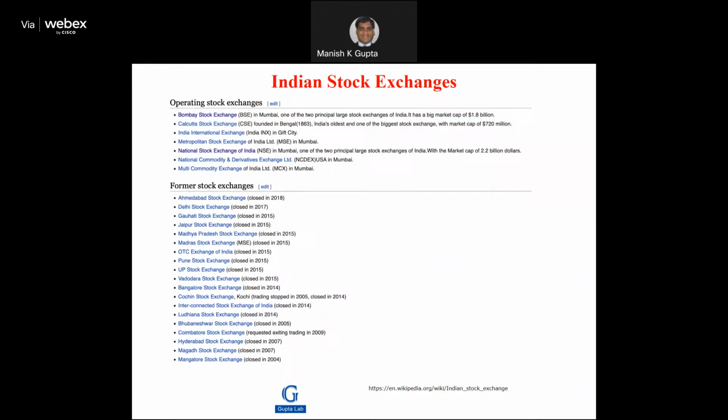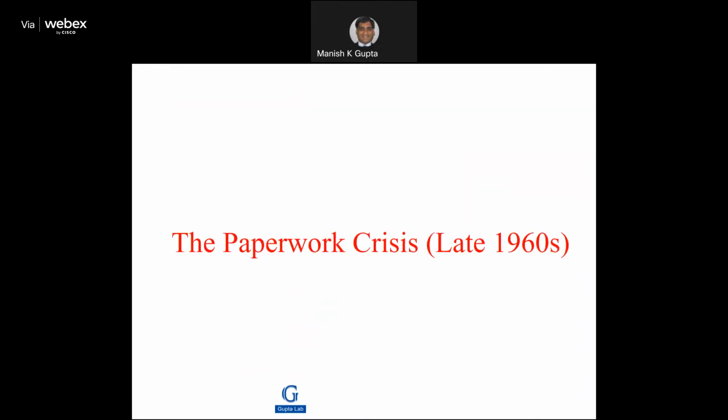By the way, this is the list of different stock exchanges. You can see that some of them are closed, right, in India. So there was a paperwork crisis in the late 1960s. This is something very important because the volume of trading was quite high. Okay, so if volume is quite high, there is always a shortage of paper.